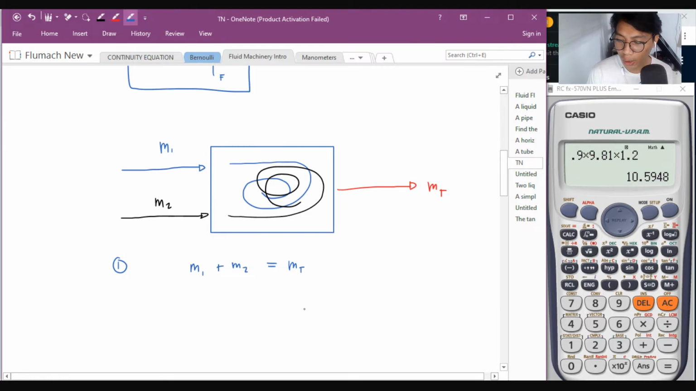How about equation 3? You recall, okay? Recall that your mass flow rate, kasi mass flow rate ito eh. Ito, mass flow rate din yan. Oh. That M1 is equal to density ni 1, area ni 1, and then velocity ni 1.